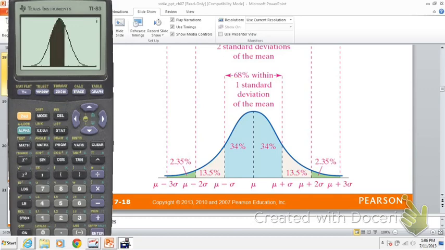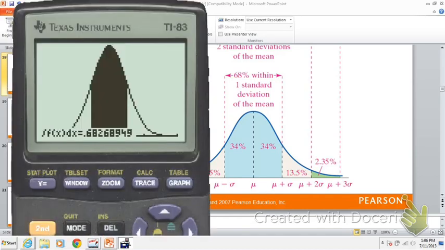Look at that. Shades it. I'll make it larger so you can see it. 68%. And you can imagine if I integrated the function from -2 to 2, that'd be 95%. Okay, so that's just an illustration of where that rule came from.